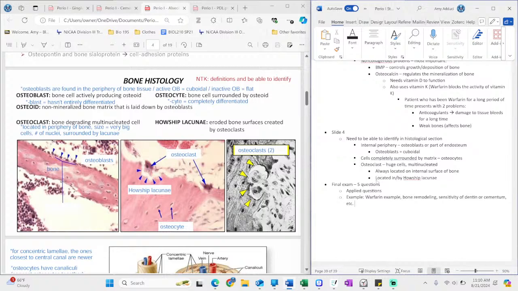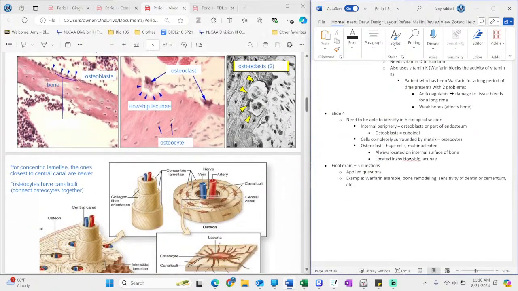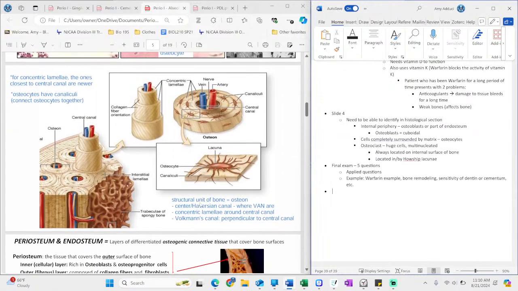So remember that the unit of bone is the osteon, but it is the unit of compact bone only. Okay? And in the mandible, in the maxilla, we have compact bone on the periphery, and inside we have trabecular bone, or the other name, spongy bone. Okay.